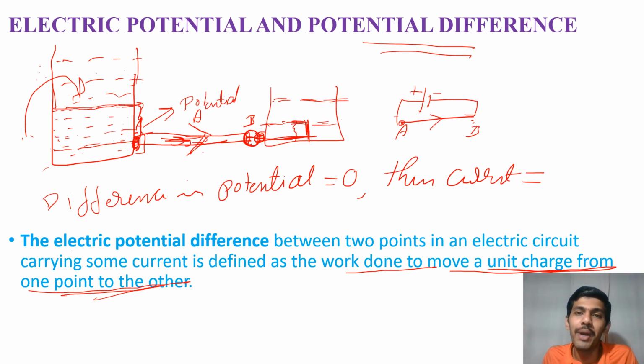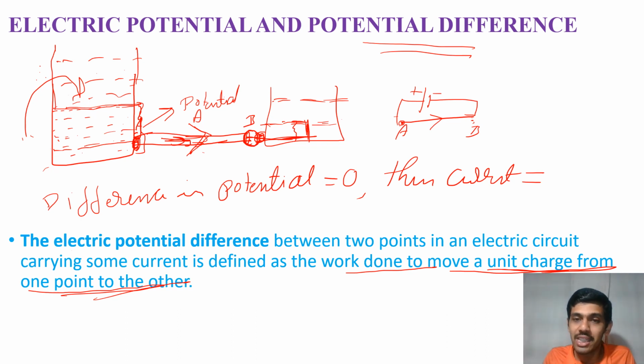The movement of charges creates electric current, right? That is why, in order to move one charge from this particular point to the other particular point in any conductor, what should we do? We should do some work. Say for example, in order to change the position of any body from here to here, I have to do some work.